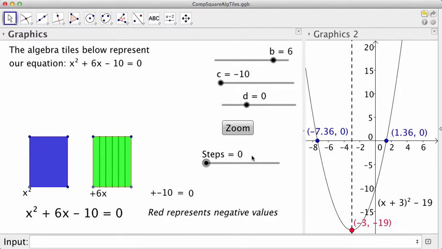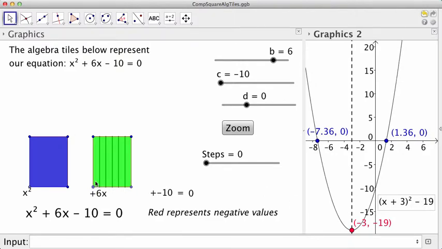Okay, now we're back. We're going to look at the relationship between this method that we've been using to solve the quadratic, completing the square, and the vertex form of the equation of the quadratic. So notice right here we have x squared plus 6x minus 10 is equal to 0, and we have the vertex form of that equation, x plus 3 squared minus 19.